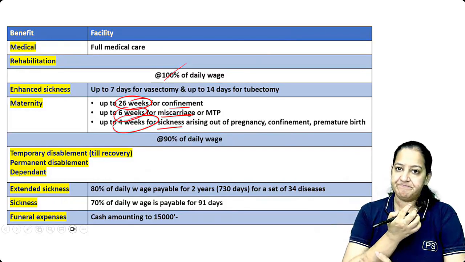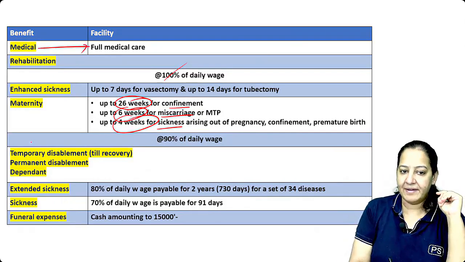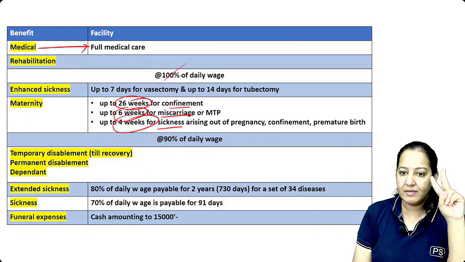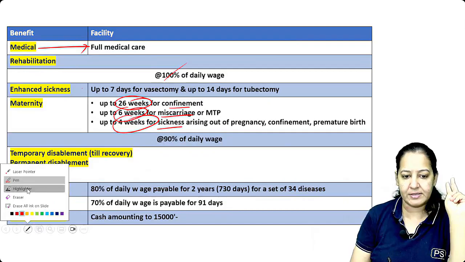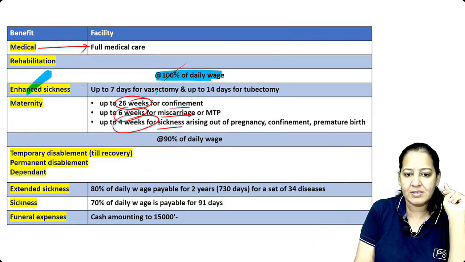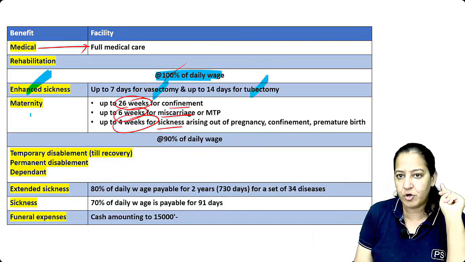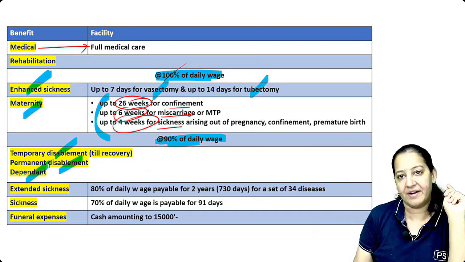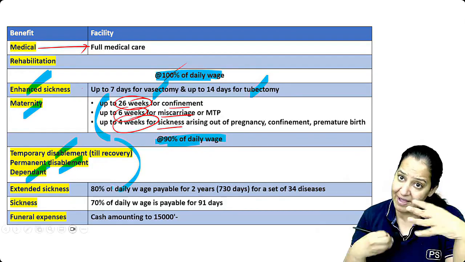100% full medical care. You can see 100% benefit is given only in 2 cases. What are the 2 cases for 100%? One is enhanced sickness benefit, that is vasectomy and tubectomy, and the other is maternity. 90% is given in temporary disablement, permanent disablement and dependent. These three are given 90% as a pension throughout.